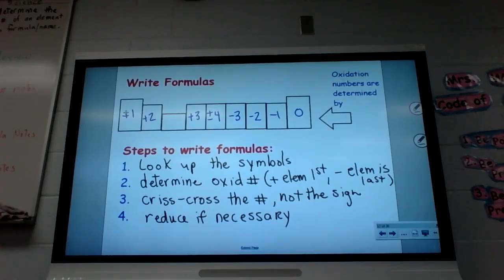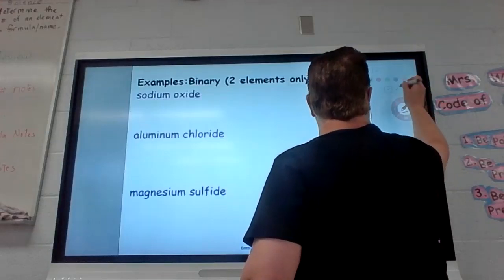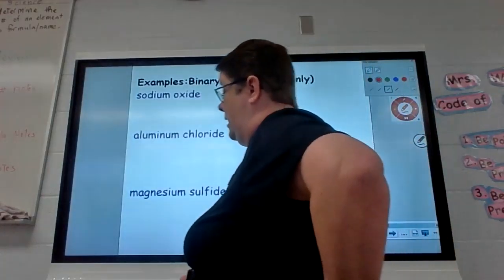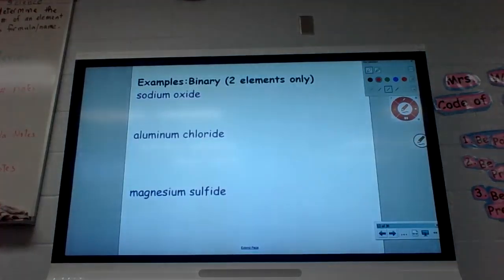Yes, it was. So we can talk about how to do this. Yes? No? Yes. All right. So, see how much space I have. All right. So let's say that we're doing sodium oxide. I already put examples in on this page.